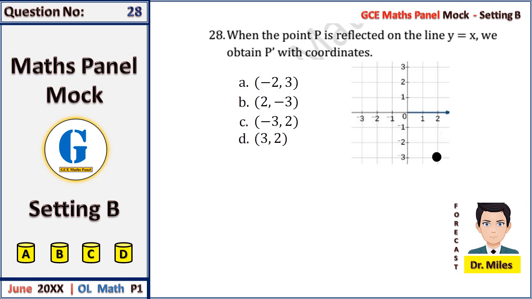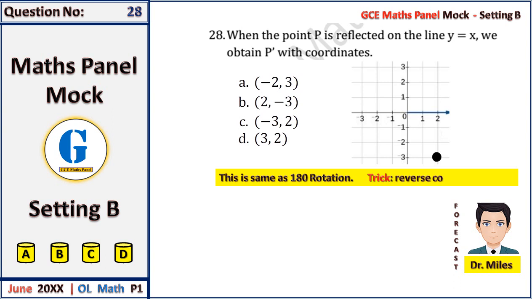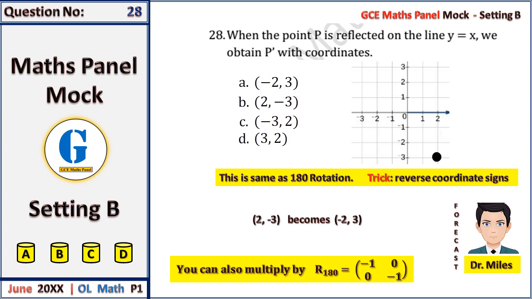28. When the point P is reflected on the line y equals x, we obtain P prime with coordinates. So reflecting this point on the line y equals x is the same as a 180 degree rotation. The trick here is just to reverse the signs of the coordinates. This point is (2, minus 3). So just reverse the signs of the coordinates and it will become (minus 2, 3). However, you can equally use the rotation matrix, which also behaves like a reflection, [minus 1, 0; 0, minus 1], which I did actually in setting A.